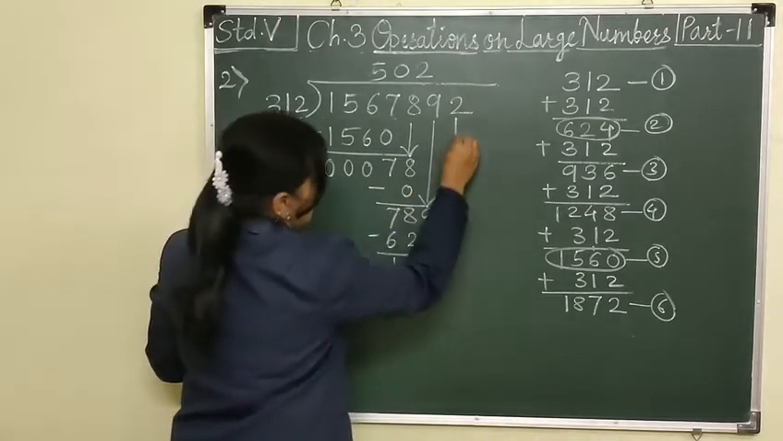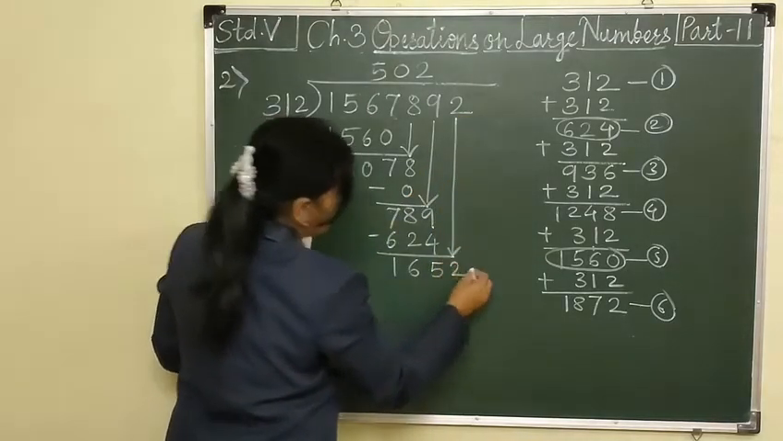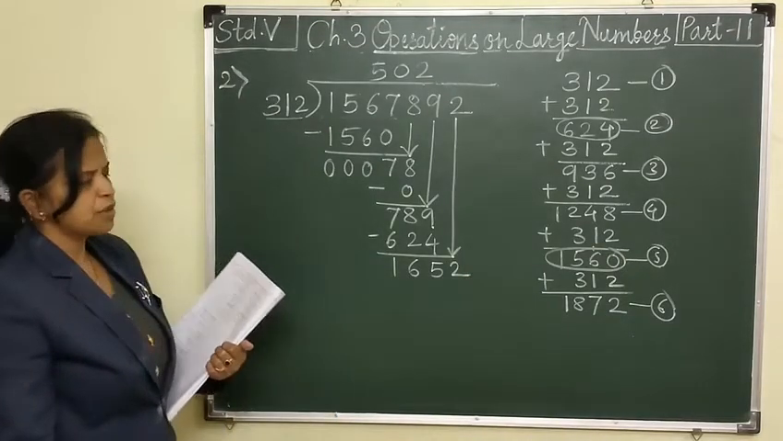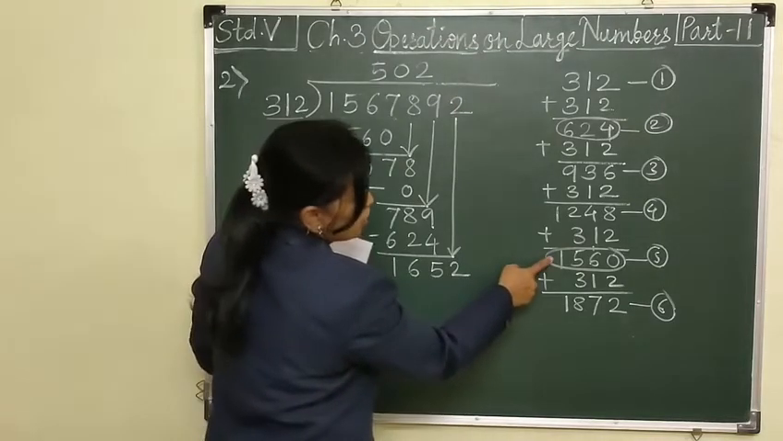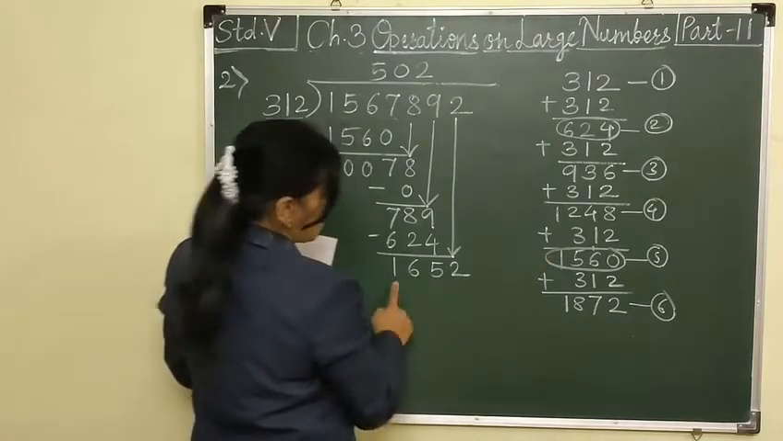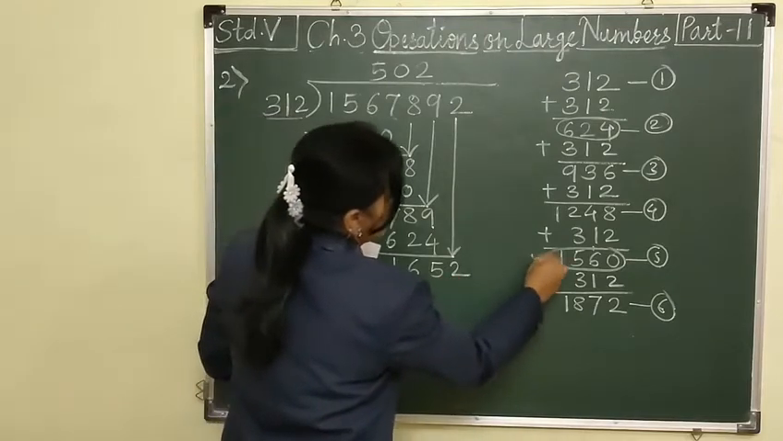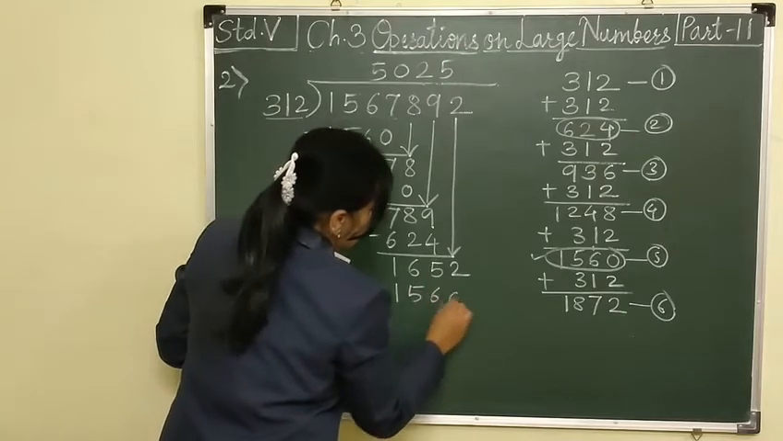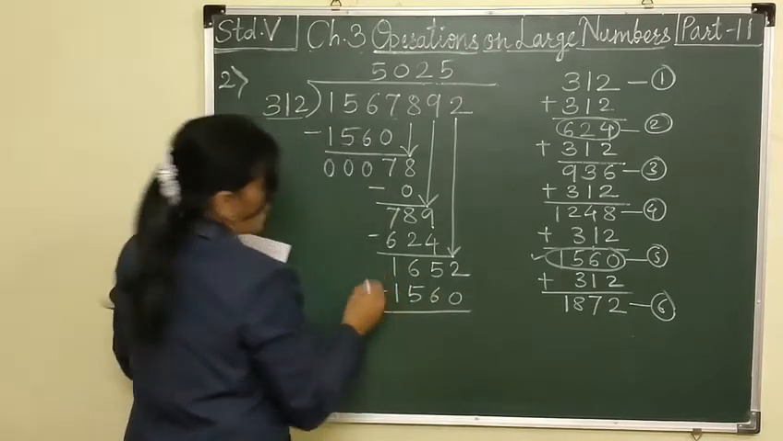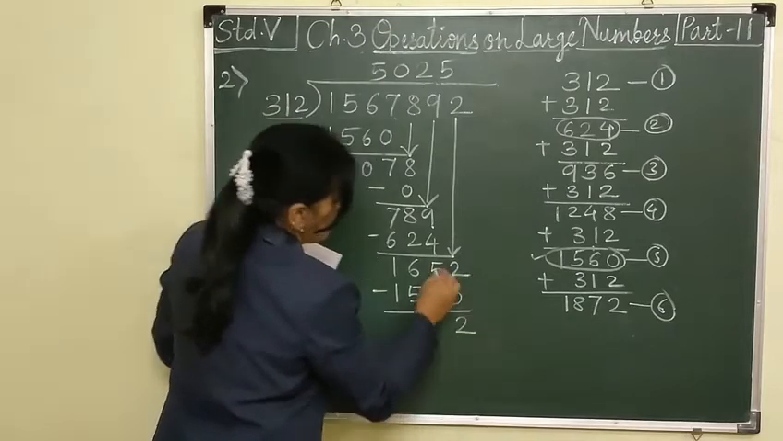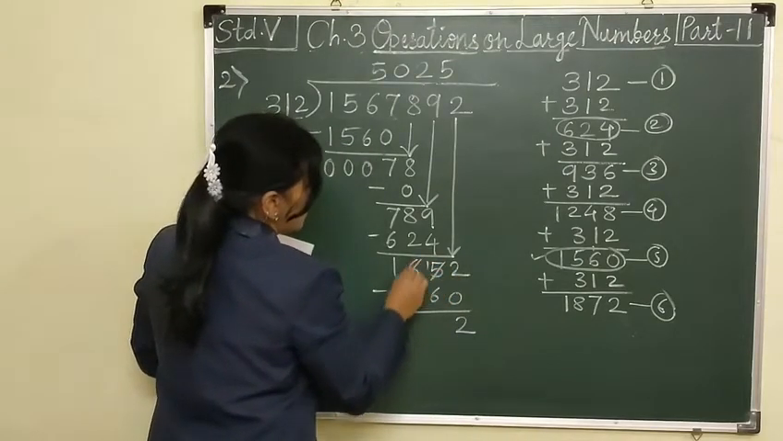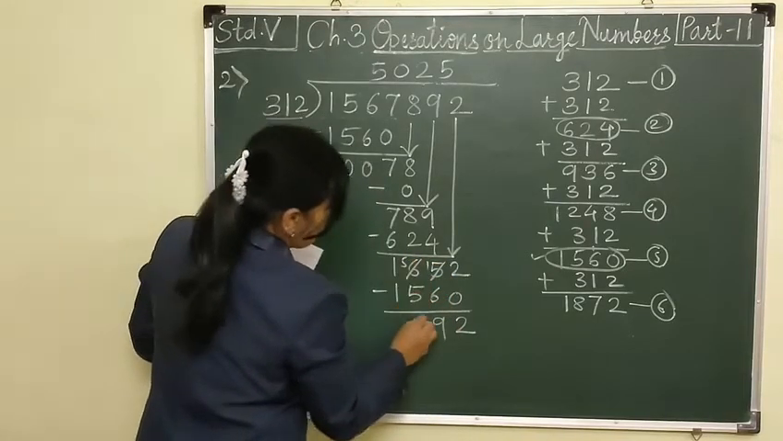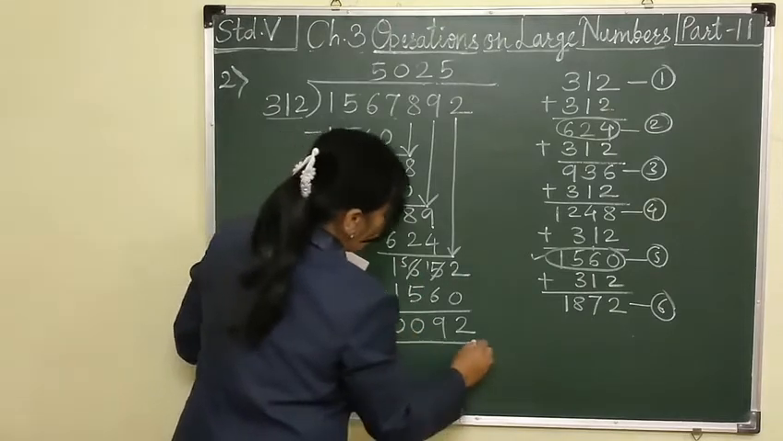You should take down the next digit, that is 2. Now check 1652. From this which number can we subtract? Again we have to put the quotient 5 because this is 18 and this is 16. So we will again take this 5s, that is 1560, and minus it. 2 minus 0, 2. 5 will become 15. This 6 will become 5. 15 minus 6, 9. 5 minus 5, 0. And 1 minus 1, 0.